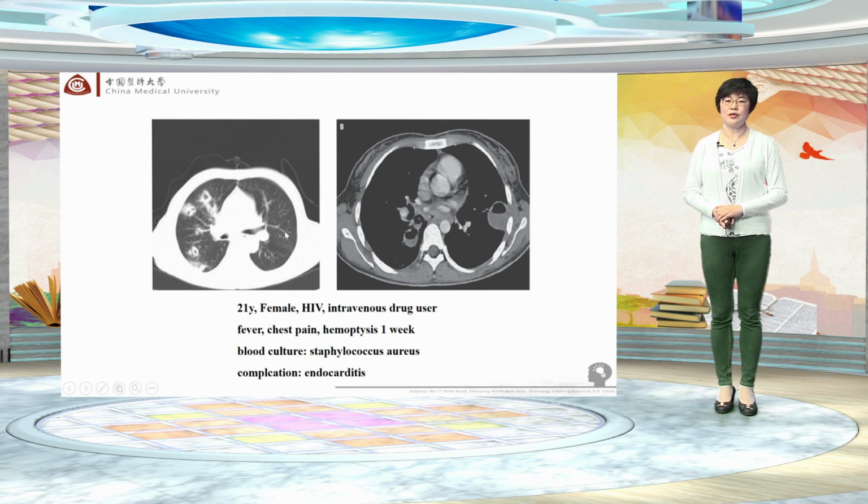It's hematogenous lung abscess. So that's all for pathogen and clinical manifestations of lung abscess. So much for this section. We'll continue later.